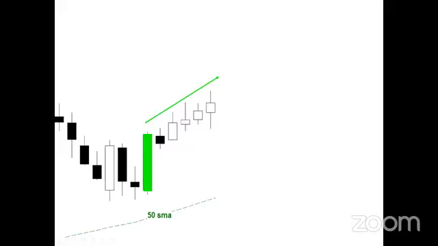Now, here's where students get confused. They say, yeah, Steve, but if I had sold there to go short or bought the puts, look, I had a really nice down day. Well, sure. Just like I told you, just like the slot machines, every once in a while you have a really nice trade. But look what happened immediately after that one bar.